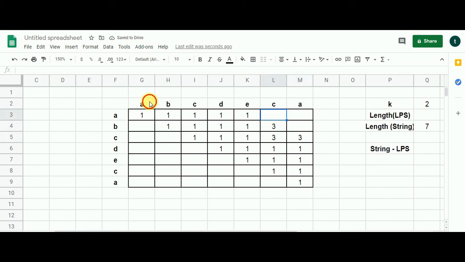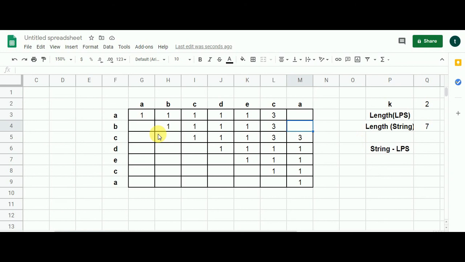Okay. Now the length of the subproblem increases to 6. So we have A, B, C, D, E, C. So A and C are not matching. So it is going to be the maximum of A, B, C, D, E and B, C, D, E, C. So A, B, C, D, E is 1 and B, C, D, E, C is 3. So which is maximum? 3. Alright. Great.